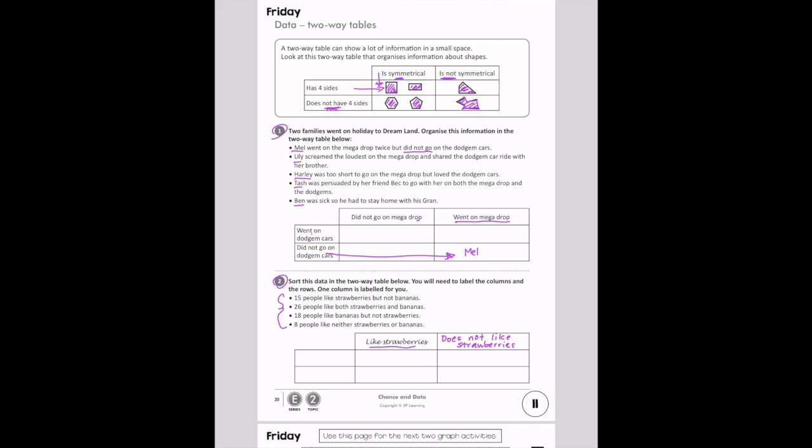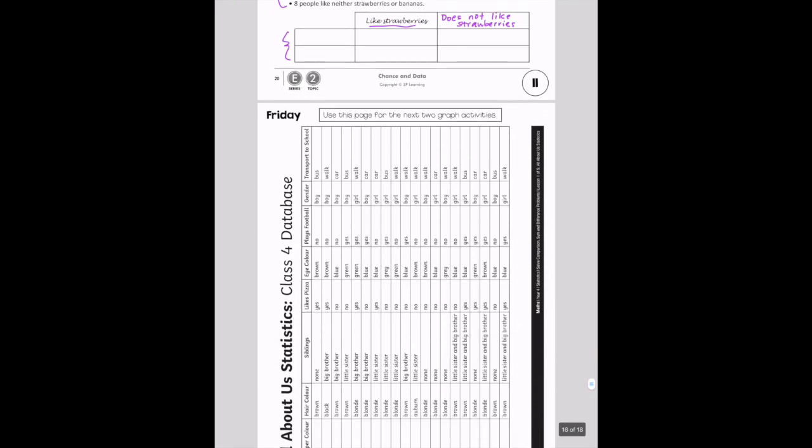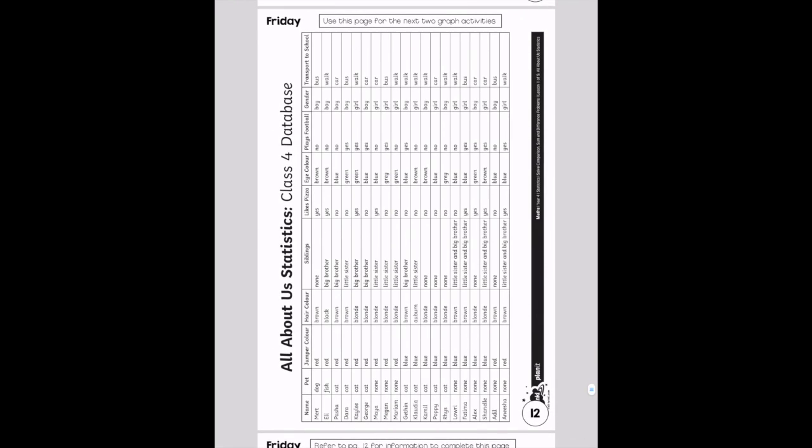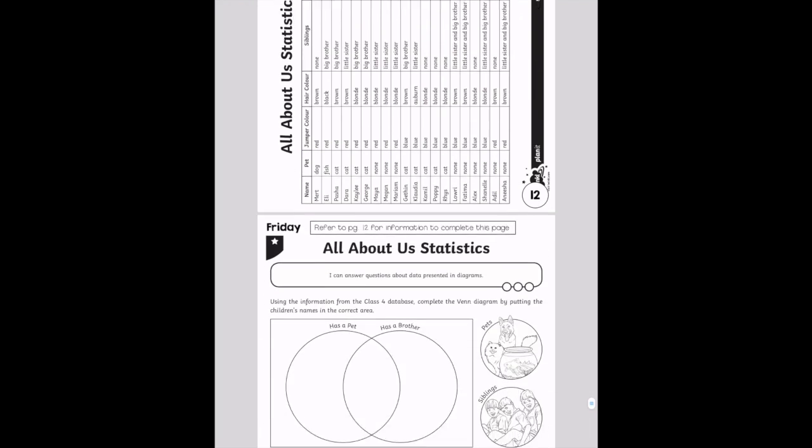Okay, what is the other fruit that we're asking about? So it's 15 people like strawberries but not bananas. So we're talking about bananas. So you're going to go in and fill in the choices there for bananas. Okay, all right. This next page is information that you're going to need to use for the next two graphs, okay?